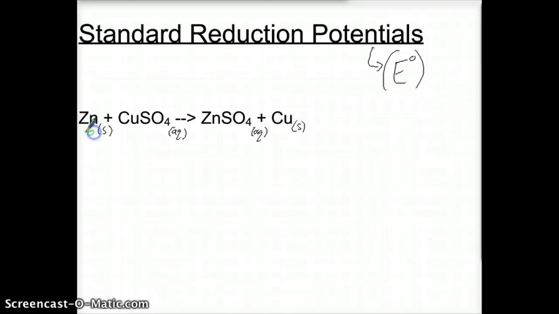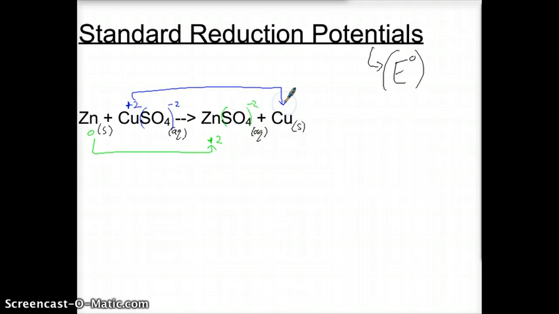So oxidation number for zinc is 0 here because it's a solid. In this case, I know that sulfate is -2, so zinc must be +2. So zinc is going from 0 to +2. On the other hand, copper, here, sulfate is -2, copper must then be +2, is going from +2 to 0. So since copper's charge is dropping, copper is getting reduced. Since zinc's charge is increasing, it must be getting oxidized.